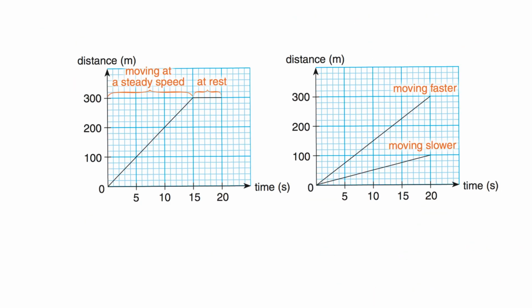So right here, we'll do a summary. We find out the distance. This one is a graph with a slope right there, so therefore it is a moving object with a steady speed. But if it is a horizontal line, that means that it is at rest. If it is a steeper slope, it moves faster. A less steep slope would be slower.